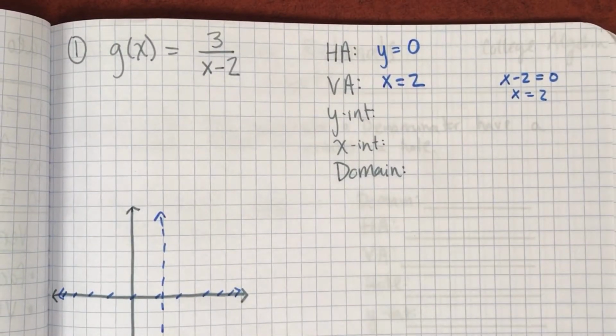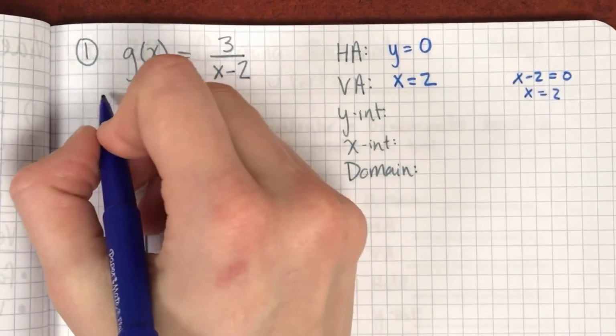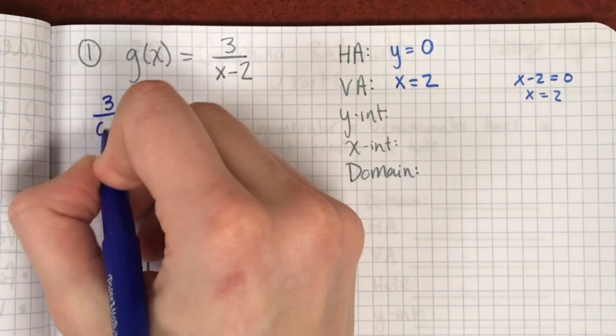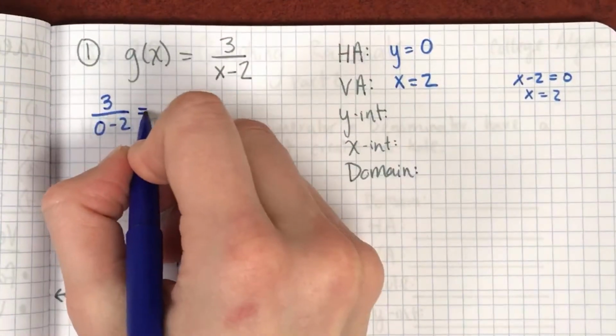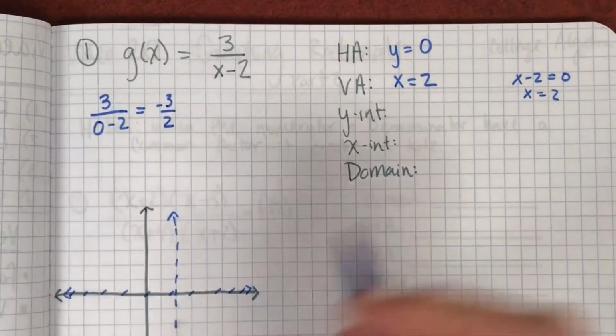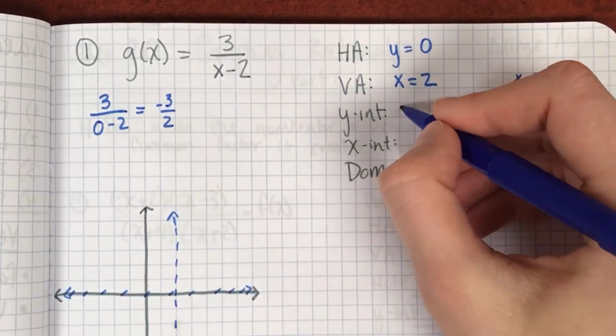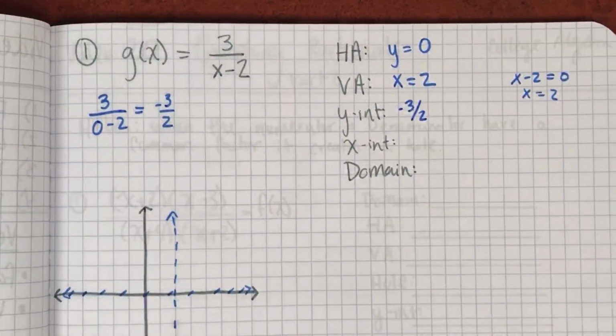All right, to find our y-intercept, we plug in 0 for x. So we're going to have 3 over 0 minus 2, and that's going to simplify to negative 3 halves. So our y-intercept would be negative 3 halves.